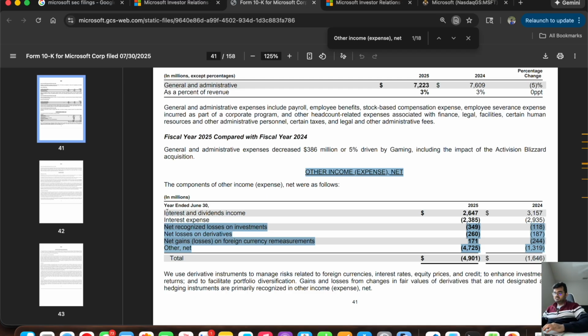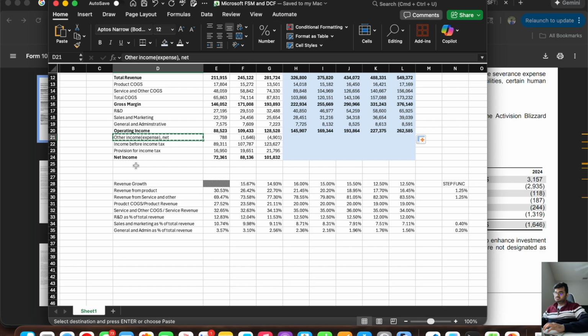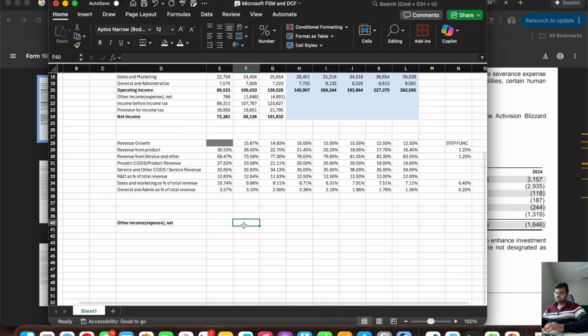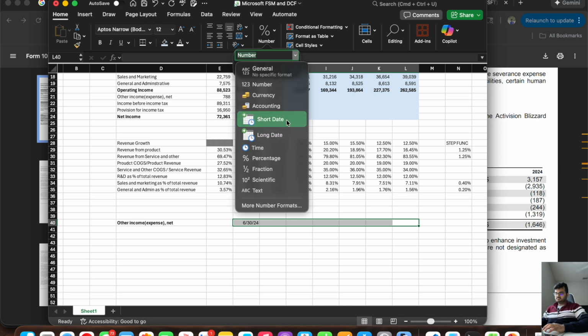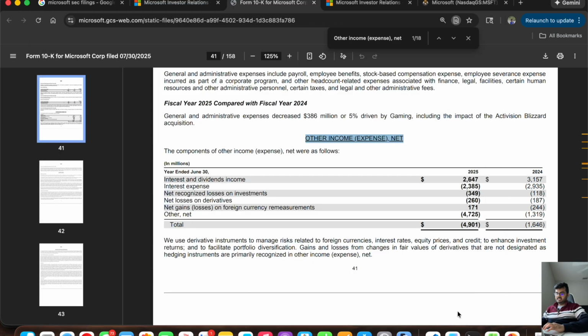So let's try to capture this and also put it in our Excel and work through it. So first what I will do is I'll quickly type in these 6 line items here.